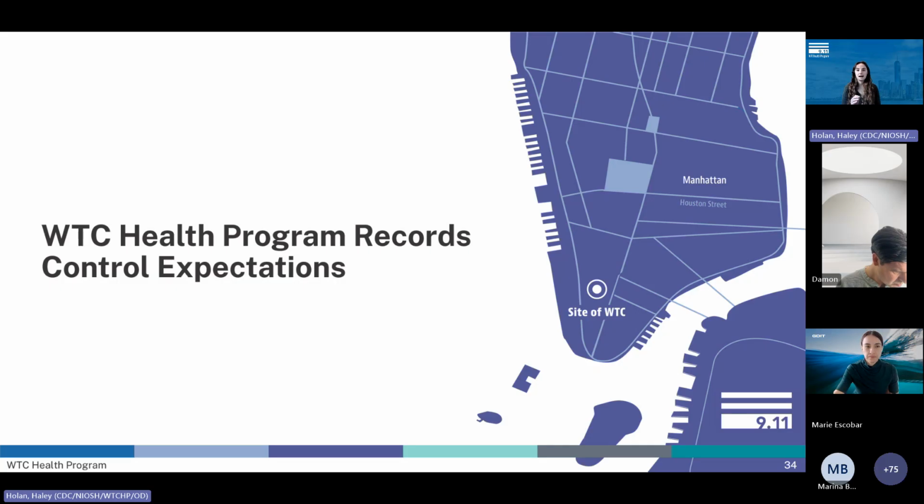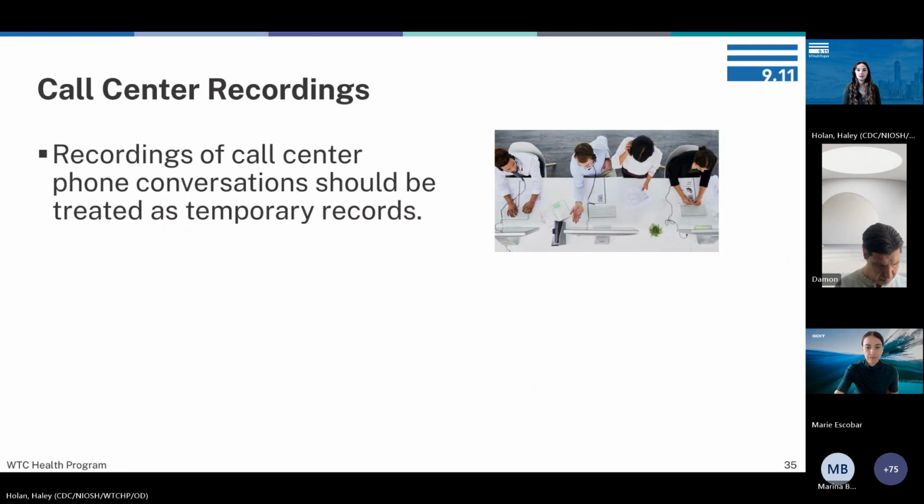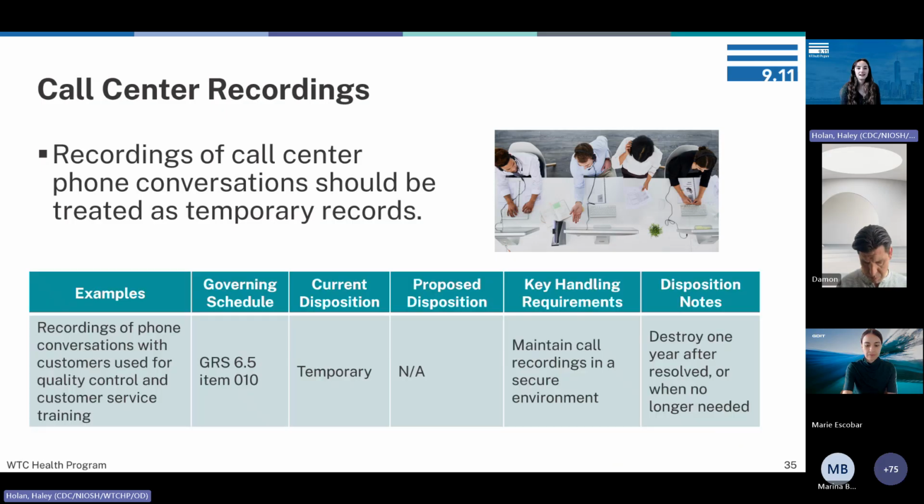So in this next section, we're going to dive into specifics of our expectations. We're going to walk through some of the different specific documents you might come across and how the handling and retention might vary for those document types. So first we have our call center recordings. Recordings of call center phone conversations should be treated as temporary records. These are governed by the general record schedule, and their disposition is temporary. So these call recordings should be maintained in a secure environment and then destroyed after 1 year once they're resolved or when no longer needed.